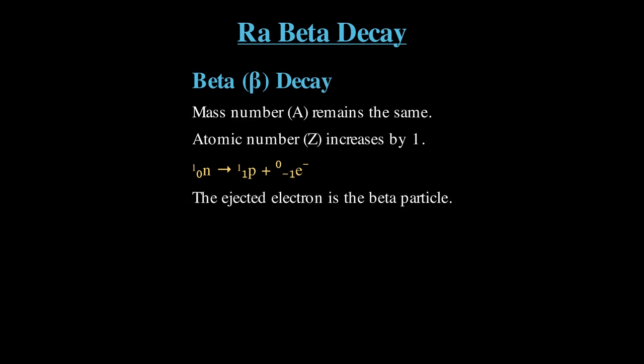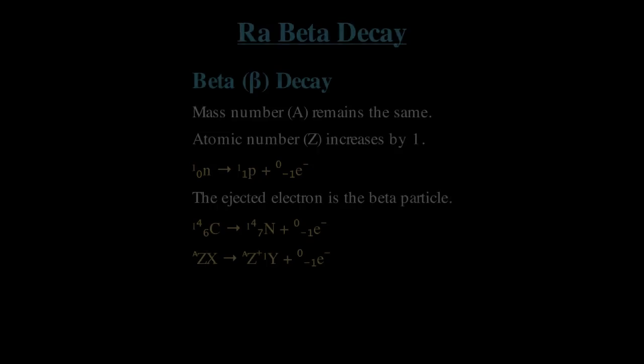A classic example is carbon-14 decaying to nitrogen-14. Carbon has 6 protons, nitrogen has 7, but the mass number 14 stays the same. The general form is a parent X with mass A and atomic number Z, producing a daughter Y with the same mass A, but atomic number Z+1, plus an electron.